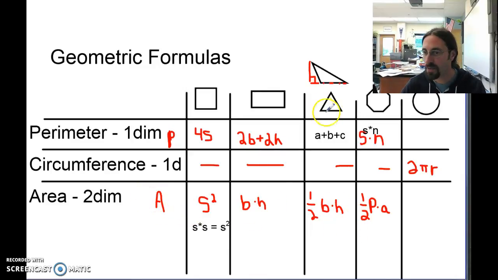Finally, for a circle, we do not have perimeter. We have circumference, 2 pi r. Area of a circle, anybody know? That's right, pi r squared. So be sure that you have these in your notes somewhere to refer to them in case you get stuck. We're going to come back to this a whole bunch after we study triangles, but it's good to have these formulas handy in case you need them.